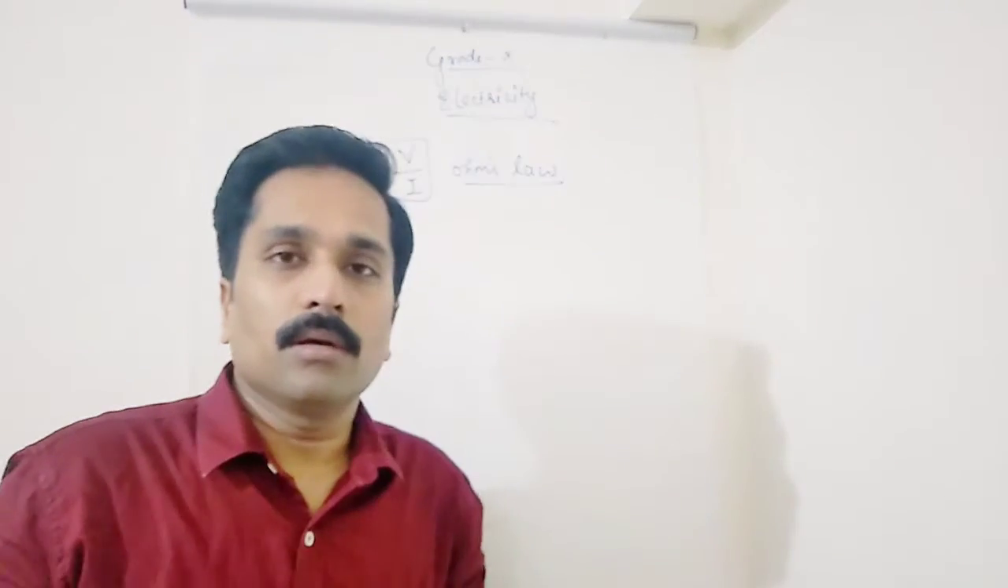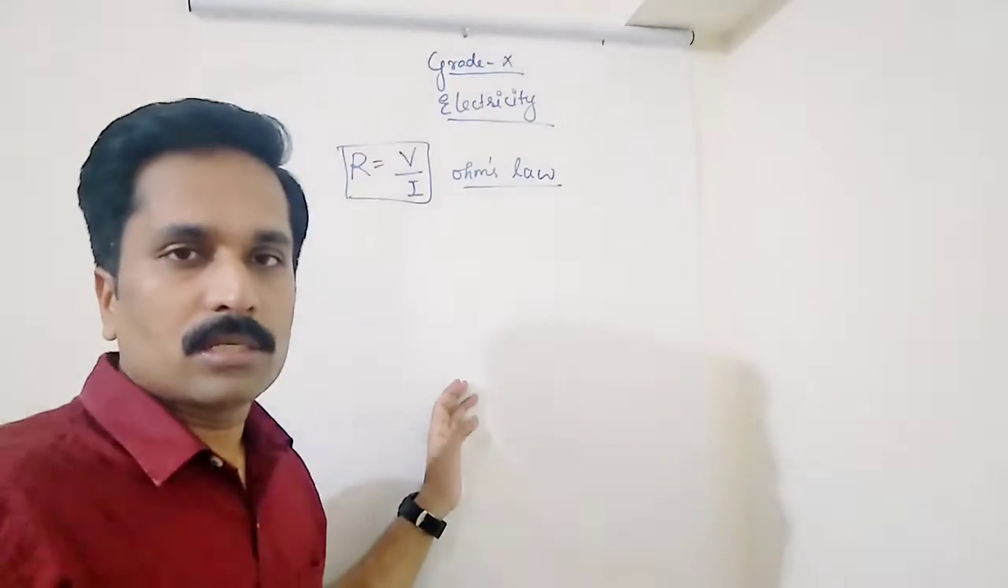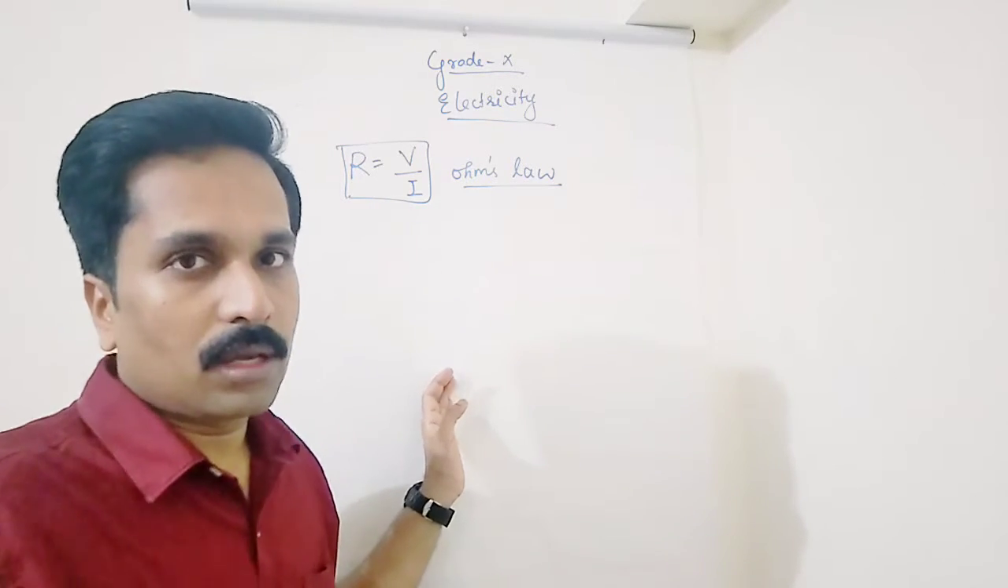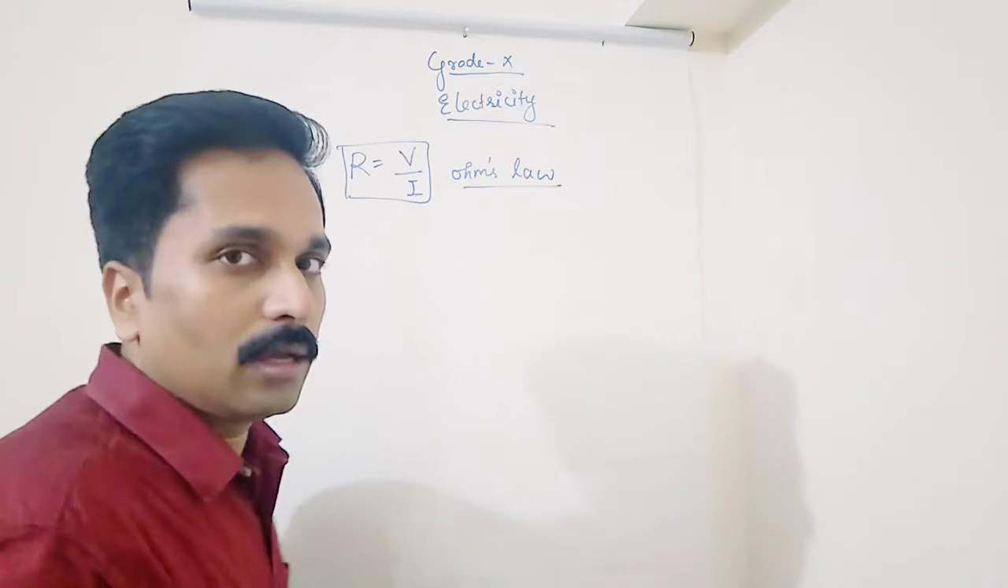R was known as the constant of proportionality for Ohm's law, and it is known as the resistance of a conductor. And we have discussed the meaning of resistance. It is the process of controlling the flow of electric current.